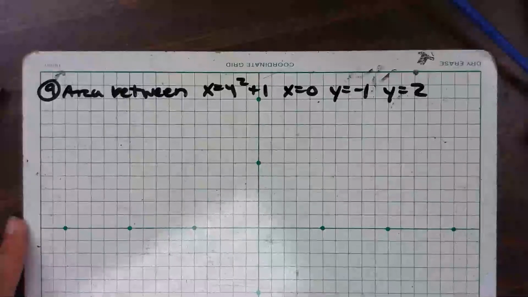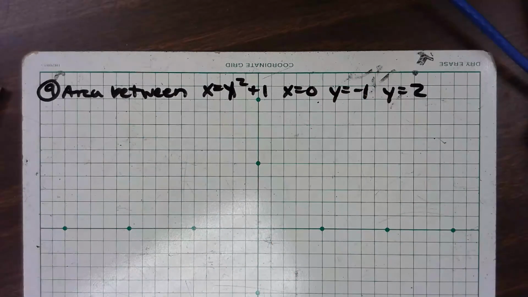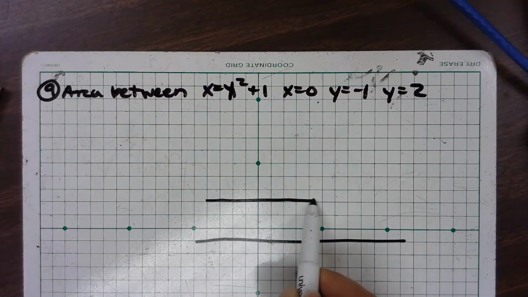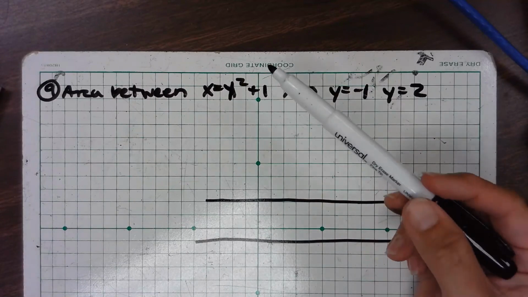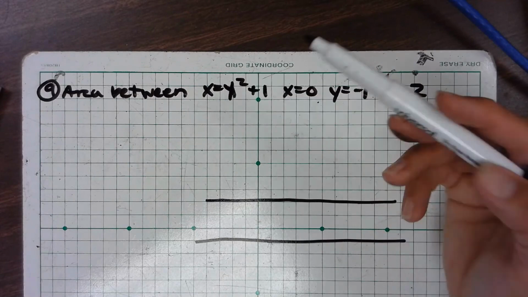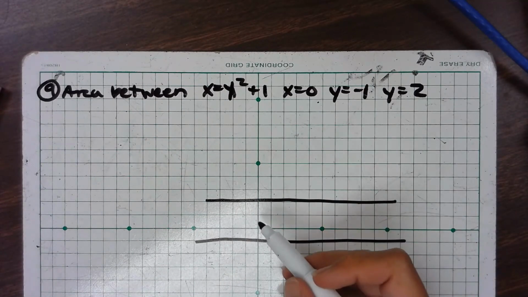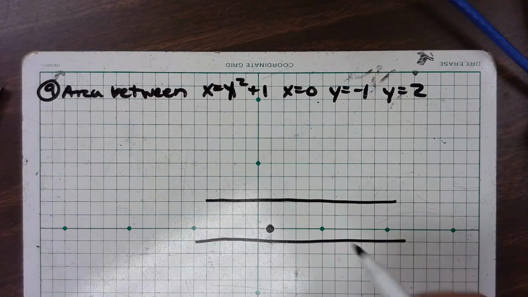All right, and then number 9, the area between, this should be y squared plus 1 and x equals 0, and then y is -1 and y is 2. So y is -1 is right here, y is 2 is right here. And this is y squared. Okay, so here if I plug in 0, I get 1. So when y is 0, x is 1. All right, and then, so it's a little backwards.